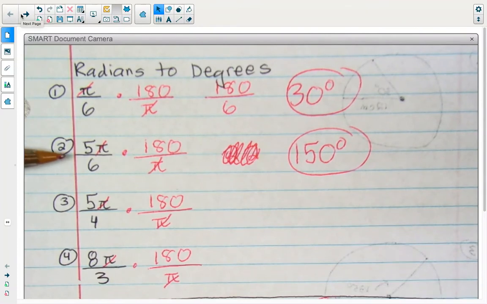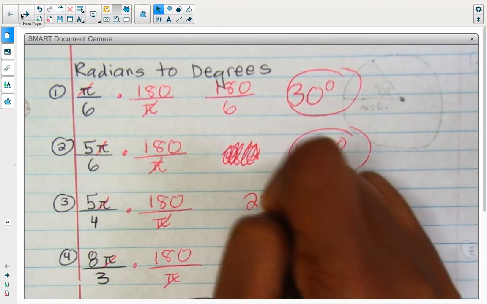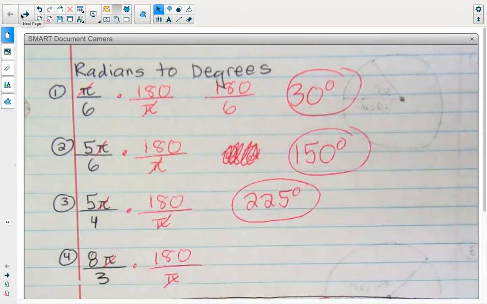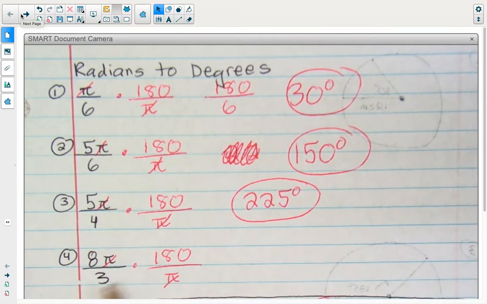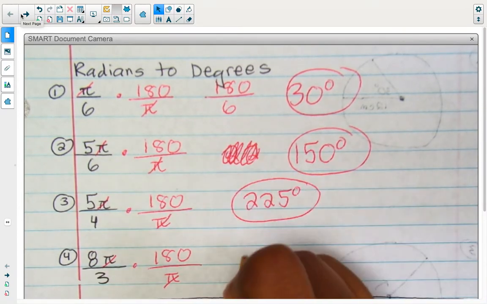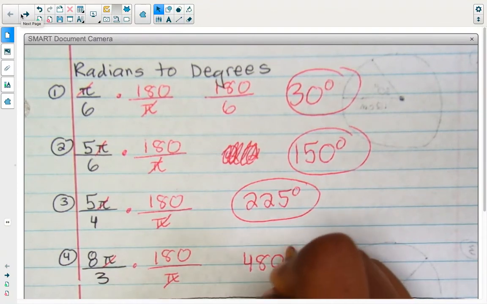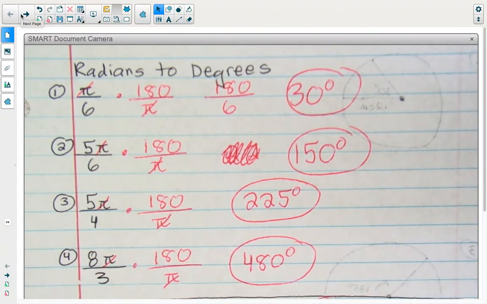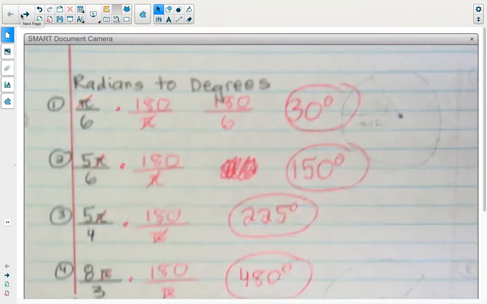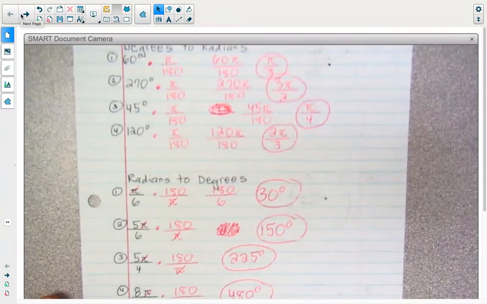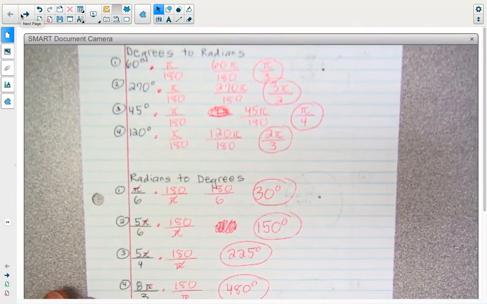So again, I did 5 times 180 divided by 6. This one is 5 times 180 divided by 4. This is the one that's going to give me 225 degrees. And then 8 times 180 divided by 3. Absolutely, you can use Desmos, and it'll give you 480 degrees. Okay, so let me see if I can figure all these out all together. So all 8 of these.